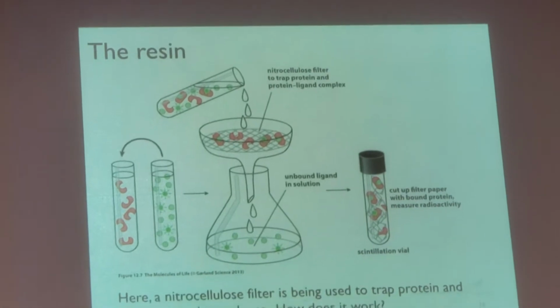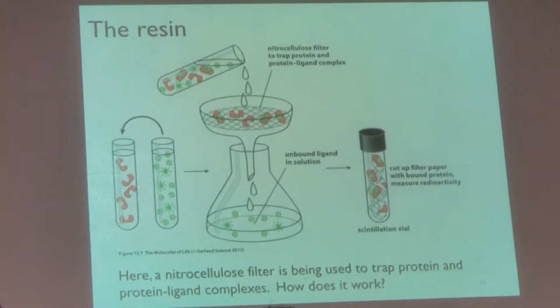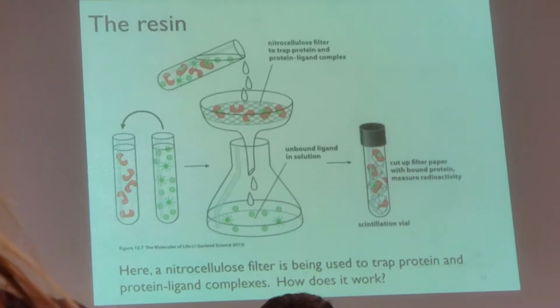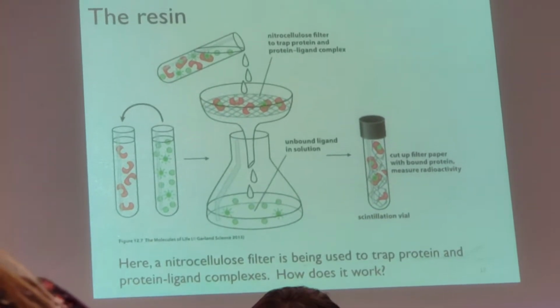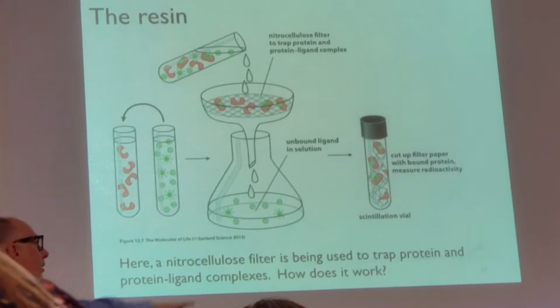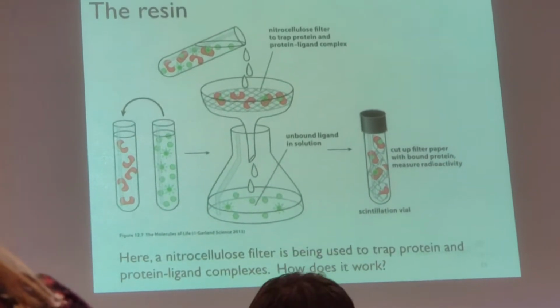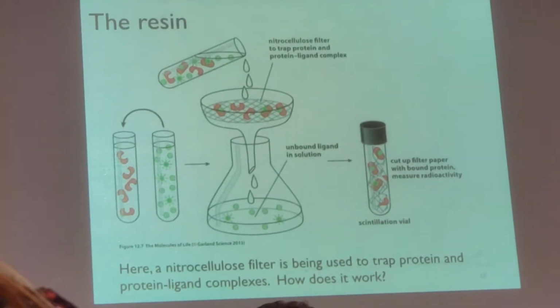All right, so why use the resin? Well, the resin's really good. You use it in DNA work all the time. You can use things like nitrocellulose. In this case, I'm just pouring that cocktail across the filter, and saying, okay, all the free ligand goes through because it's small molecular weight. All of the protein stays on top because there's an interaction with the nitrocellulose filters.